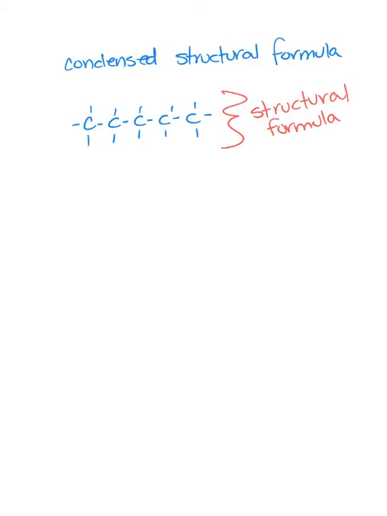All right, condensed structural formula. So let's take this carbon. That carbon has 3 hydrogens attached to it. So we're going to write CH3. Then what we're going to do is take this carbon right here and write CH2 because it has 2 hydrogens on it right there and right there, right?